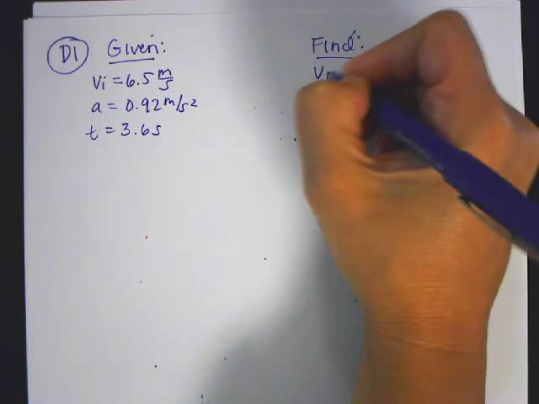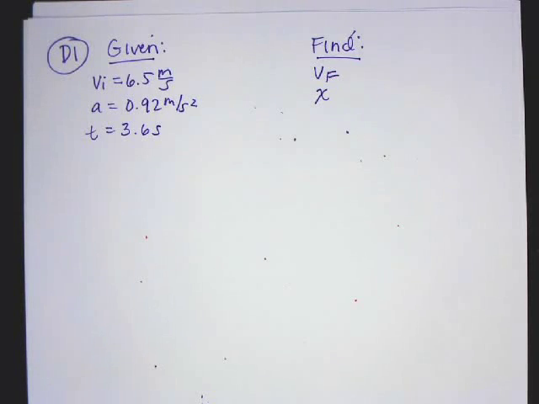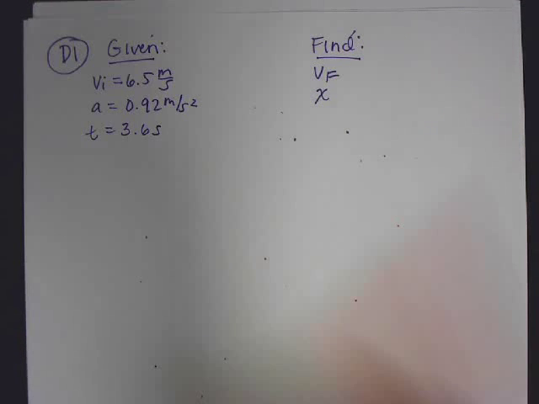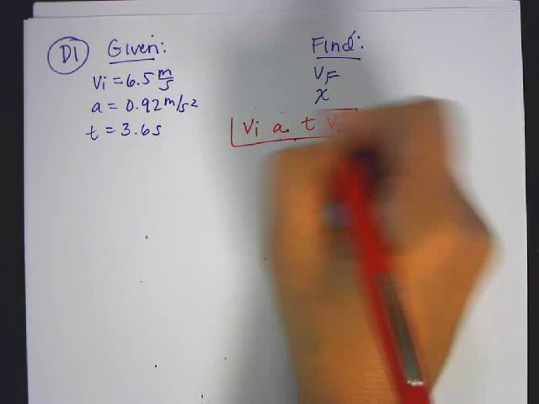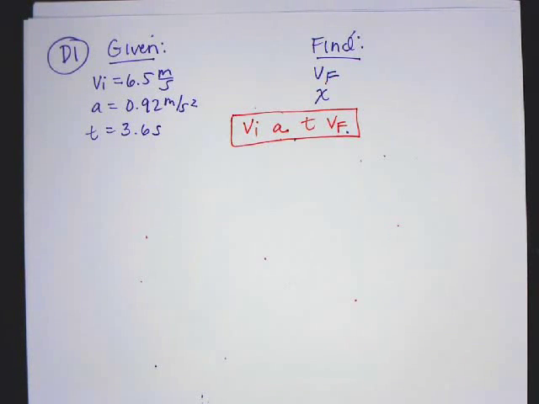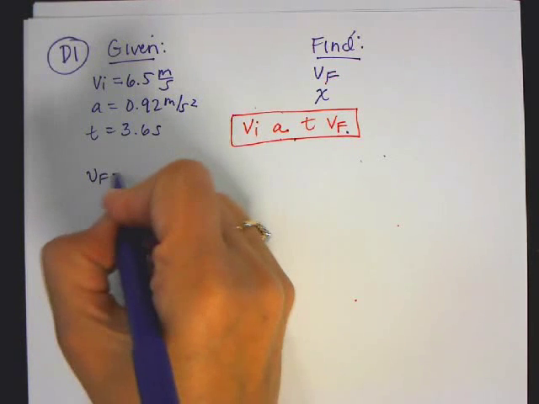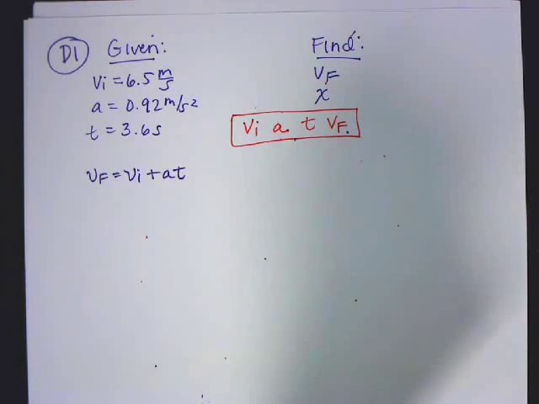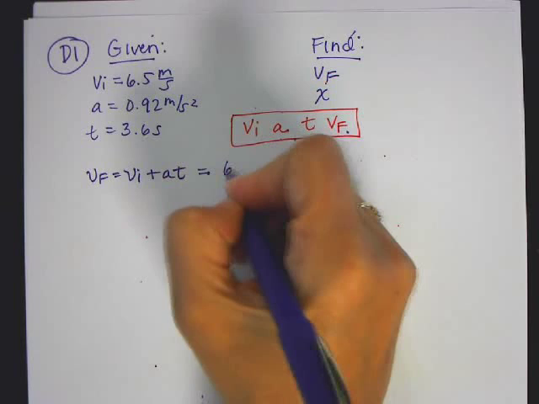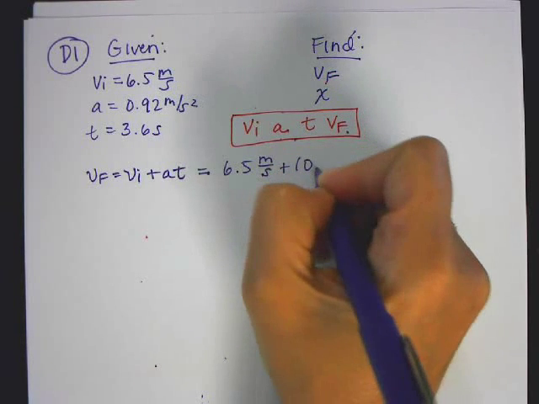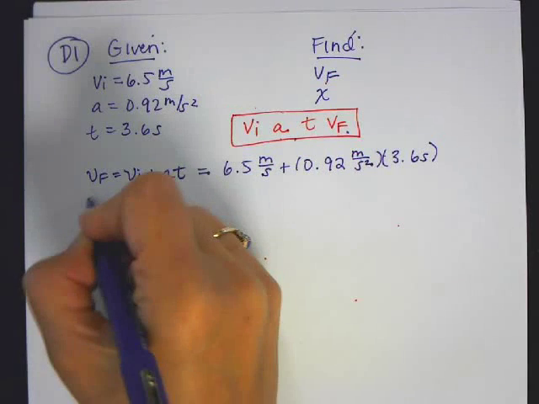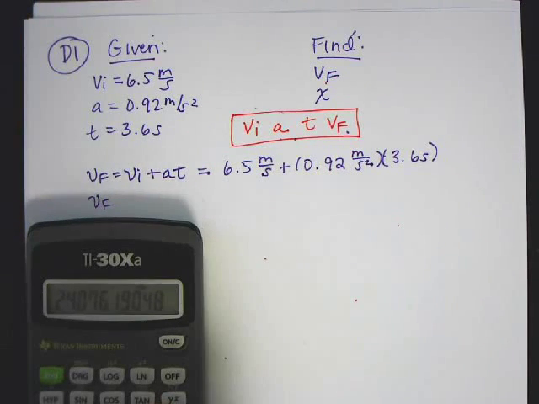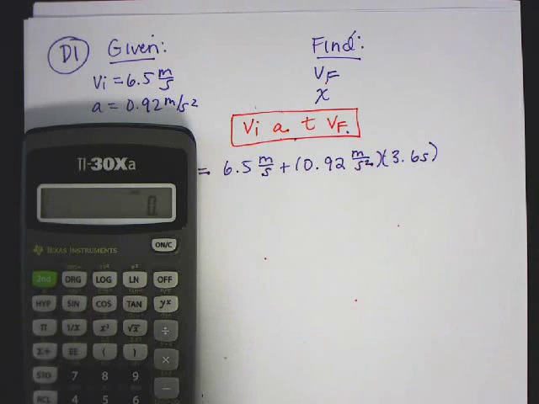Okay, so for this part, I have VI, I have A, I have T, and I want to find VF. Those are my four variables. So I'm going to say which equation has those four. And that's the equation that we used yesterday. VF is equal to VI plus AT. So I substitute in my values. VI is 6.5 meters per second plus 0.92 meters per second squared times 3.6 seconds. So VF comes out to be, and remember, I'm going to be using these calculators on the test. So 3.6 times 0.92 equals plus 6.5 equals, so it says 9.8 meters per second.